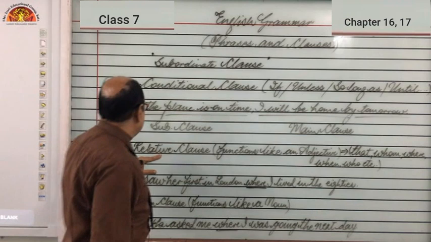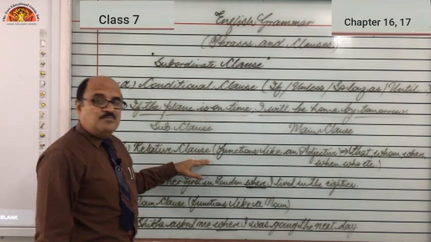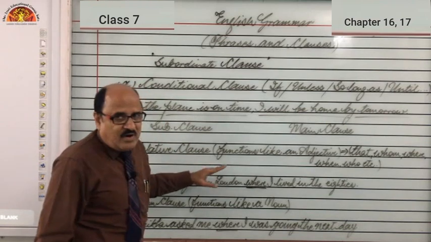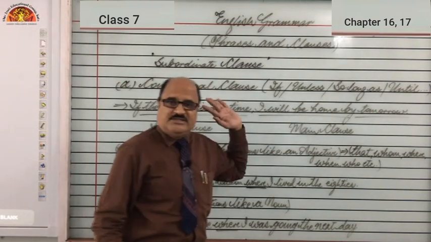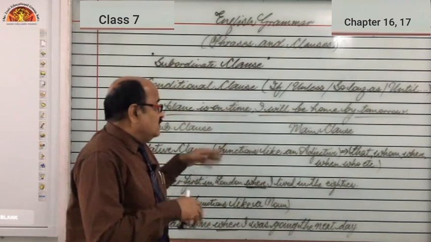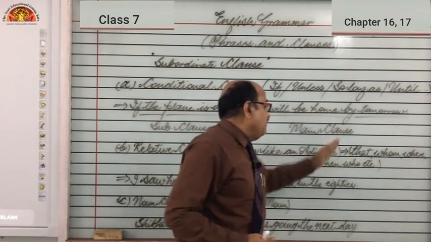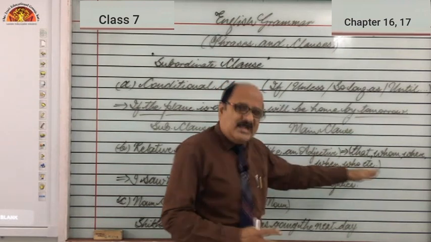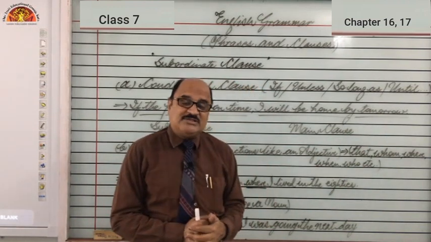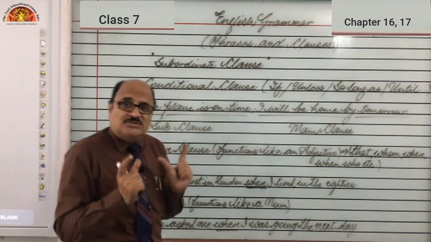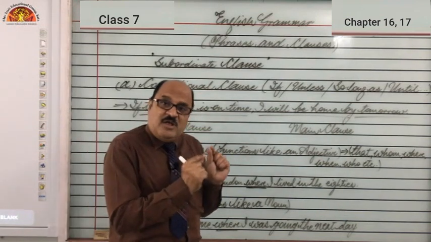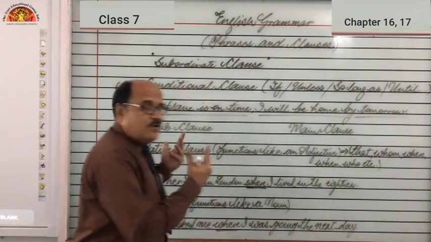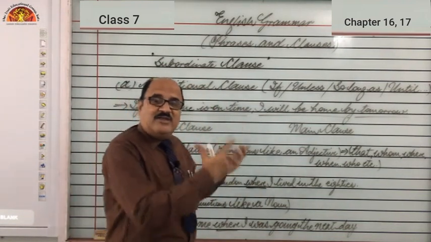Okay, next kind, relative clause, means in the sentences whenever a clause functions like an adjective, right? And such kind of clauses begin with that, whom, where, when, who, etc. Or in other words, we can say whenever any clause happens to begin with relative pronouns. You know relative pronouns? So such kind of clauses are known as relative clauses.